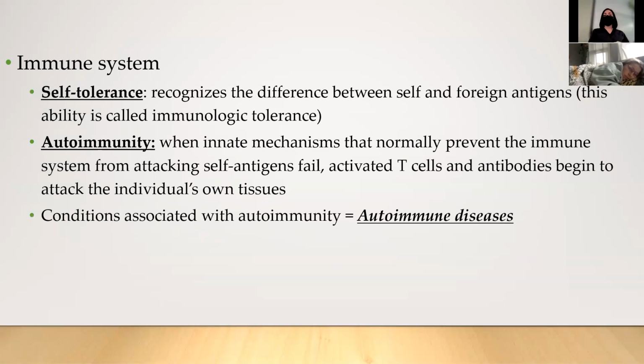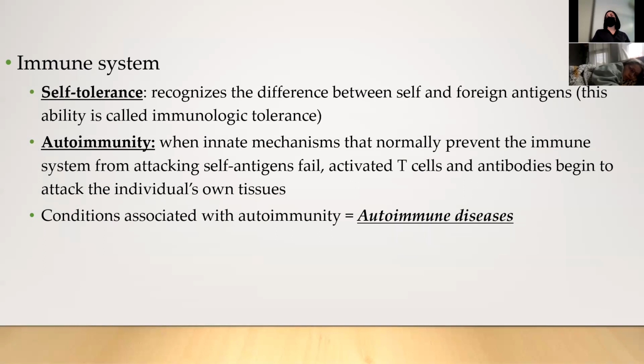When we give an overview of the immune system, it's a pretty amazing and complex system, and there's a lot more to know about it than what you really have to know. So we just boil it down to two terms. There's something called self-tolerance, which is when your body recognizes the difference between its own self and something foreign coming in. This whole ability is called immunologic tolerance. So your body's usually pretty good about saying, you're good, you're not so good.